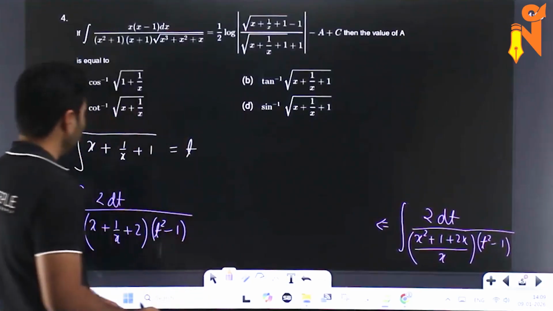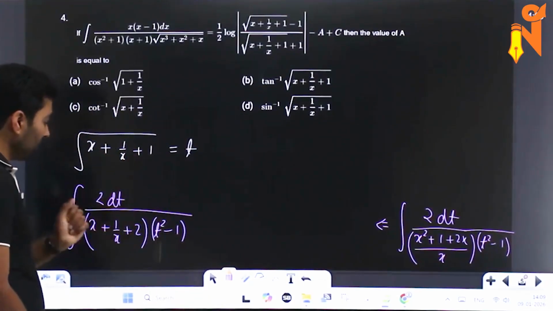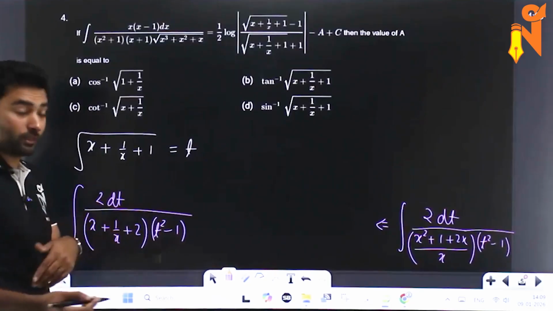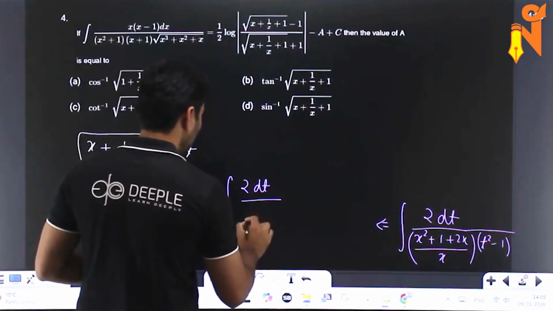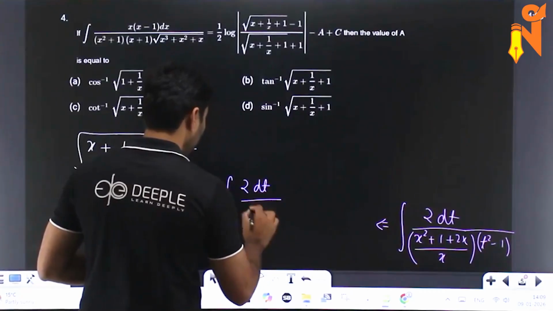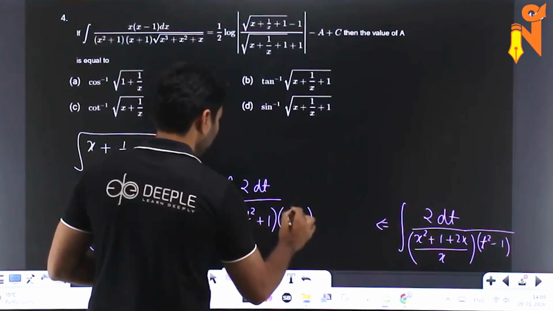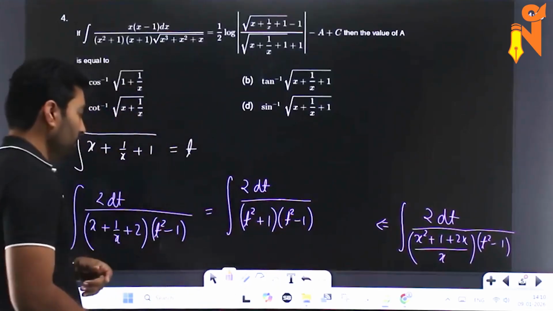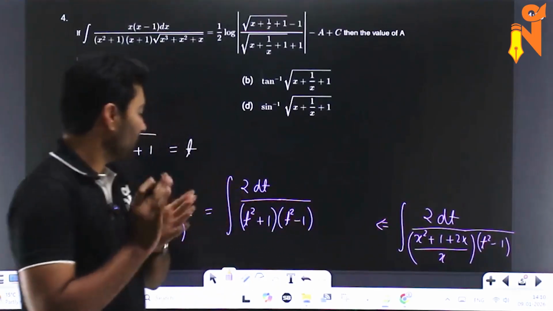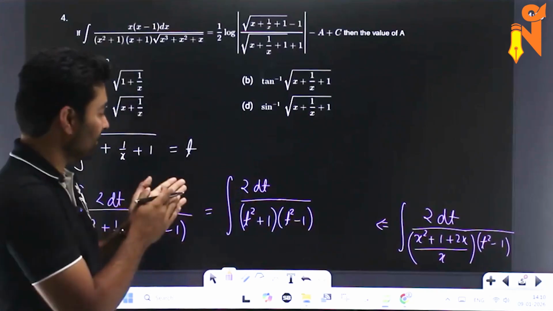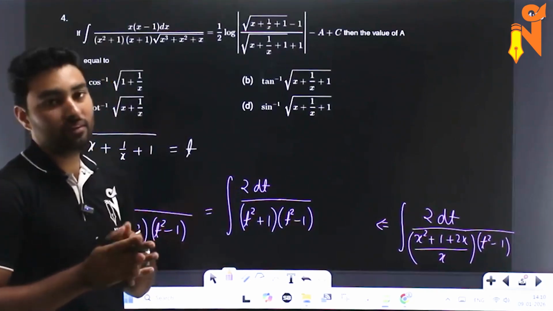And again I will use this information here. What is x plus 1 by x? t square minus 1. So plus 2 means t square plus 1. So you will get integration 2 dt upon t square plus 1 into t square minus 1 into t square minus 1. Now if you observe one thing here, basically this is equal to this. Now can you see here very basic partial fractions? If you can see, very good.